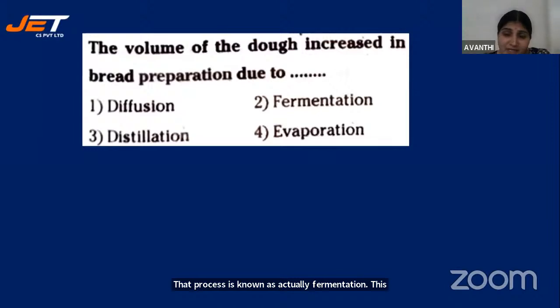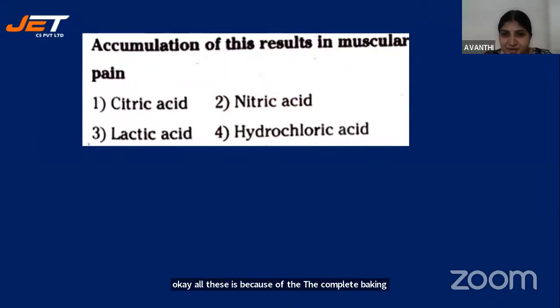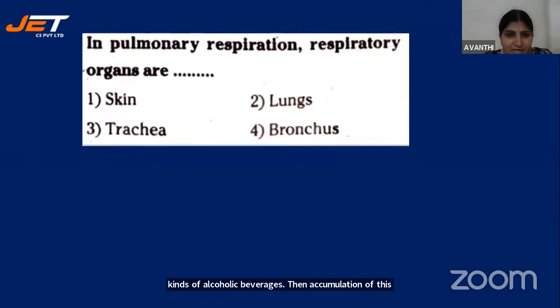Okay, and what is happening here in the fermentation? Carbon dioxide will be released. That carbon dioxide will be increasing, or the fluffiness of the bread is because of the CO2 production. Okay, even in the preparation of different batters of breakfast, idli batter, dosa batter, all these is because of the fermentation principle. The complete baking industry is based on this principle only, fermentation. Not only that, even different kinds of alcoholic beverages. Then accumulation of this results in muscular cramps. Already we have done, lactic acid.